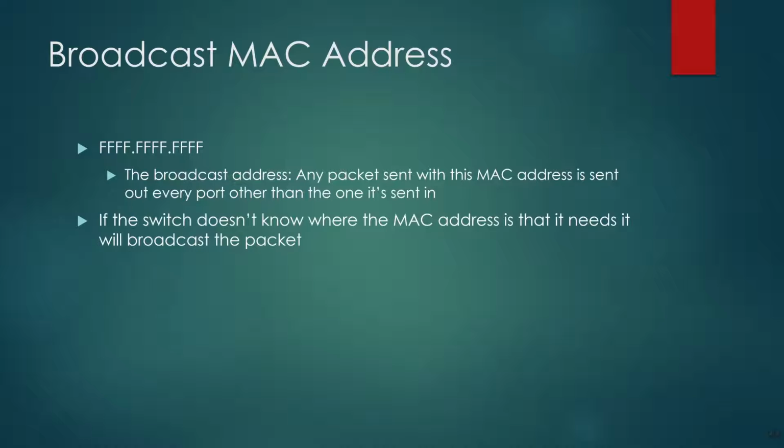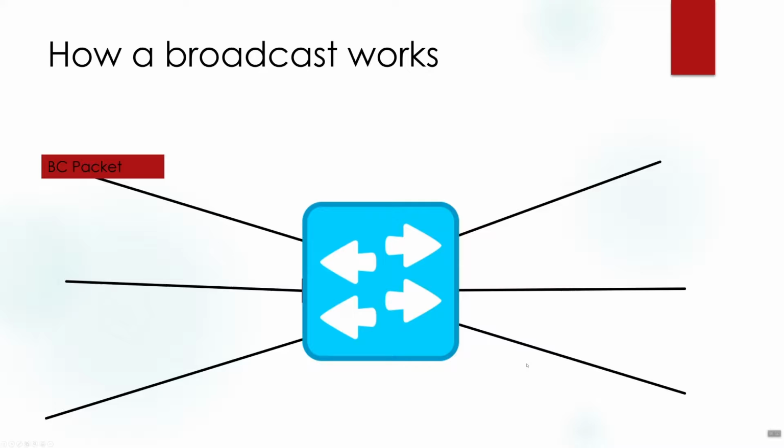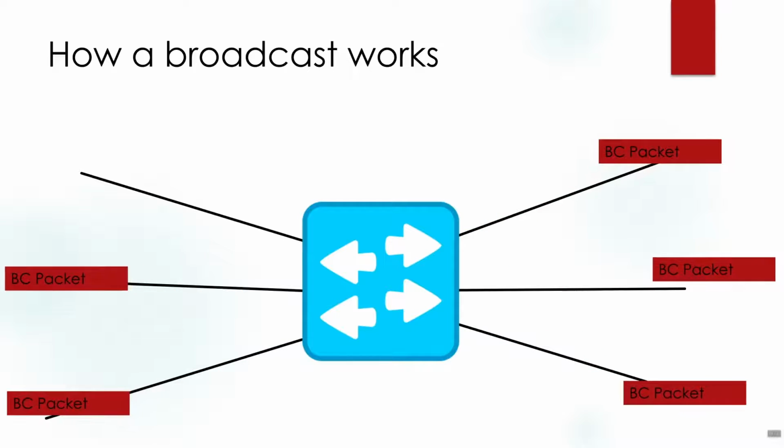So what precisely does this look like? The packet comes in. In this case it's a broadcast packet, but it might be a packet where the switch does not know where the destination is. So it comes in on one interface, then the switch sends it out on every interface that it did not come in on.